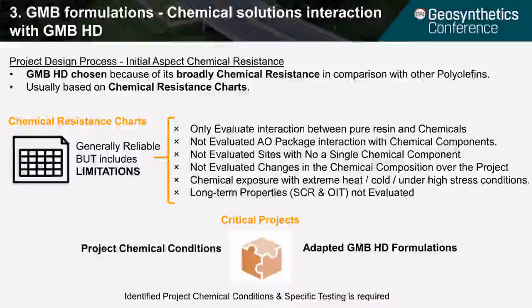Antioxidant package interaction with chemical components is not evaluated. They do not consider projects with more than a single chemical component or with changes of the chemical composition over the life of the project. Also, long-term properties are not evaluated. In critical projects, the chemical conditions should be clearly identified. Geomembrane should be adapted to the conditions. Specific performance tests are needed to ensure lifetime of the geomembrane in these situations.